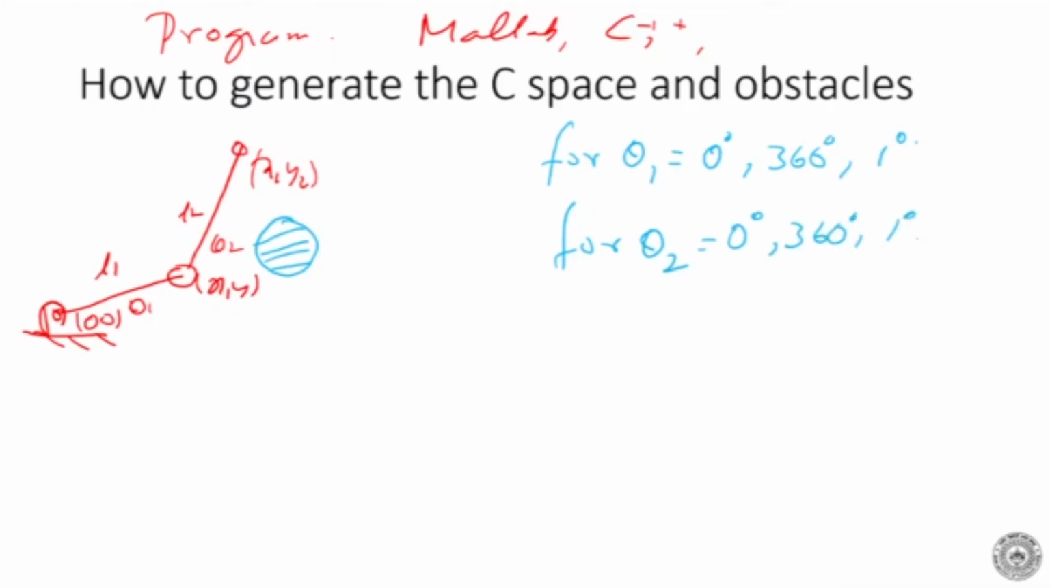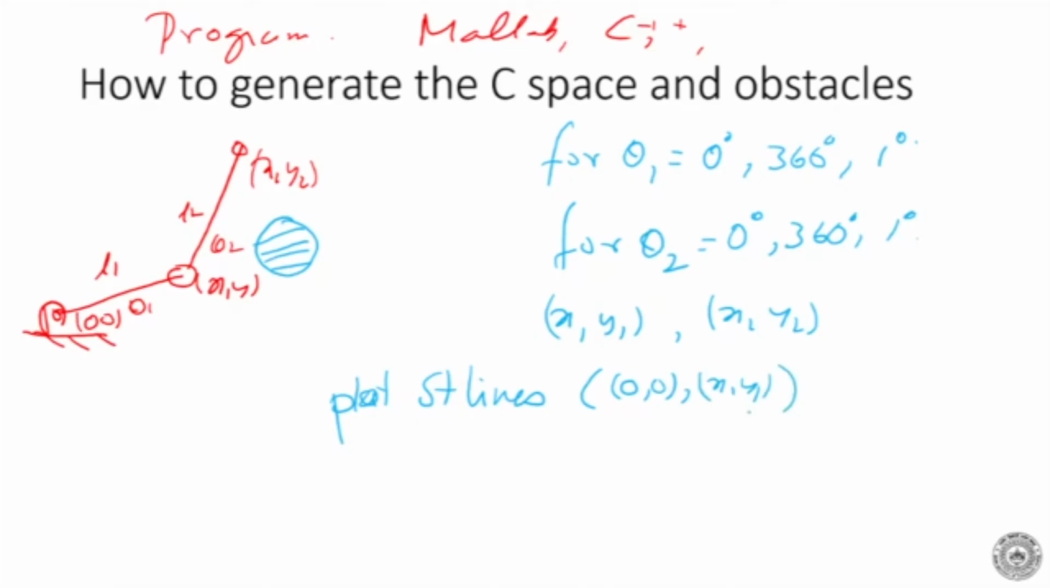So there are two for loops, and I compute x1, y1 from that equation. Then I compute x2, y2. I just explained how to get those values. Then I plot straight lines. There is the plot command in MATLAB, for example. You connect 0, 0 with x1, y1, and then plot a straight line again, connecting x1, y1 with x2, y2. So we are connecting these by straight lines. This is basically what my links are.